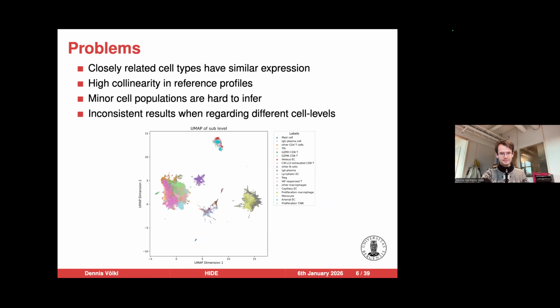This, on the other hand, still comes with some problems. First, you have closely related cell types like T regulatory cells and T follicular helper cells, which you can see on the UMAP plot on the bottom as pink and oranges. You see that this cluster is highly intertwined, and this leads to high collinearity in the reference profile, and thus makes it pretty hard to estimate those cell types correctly.